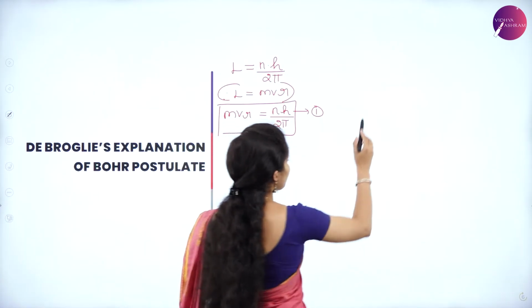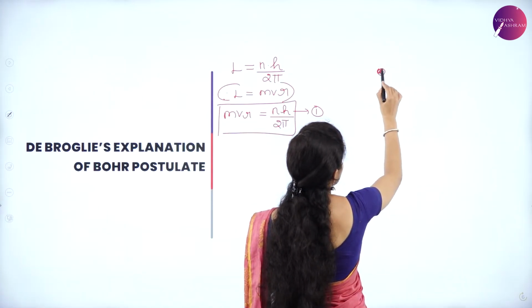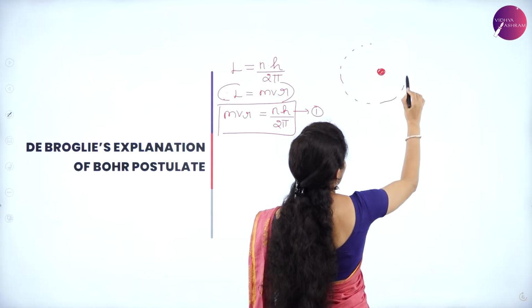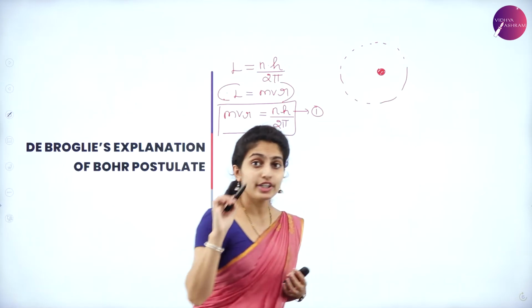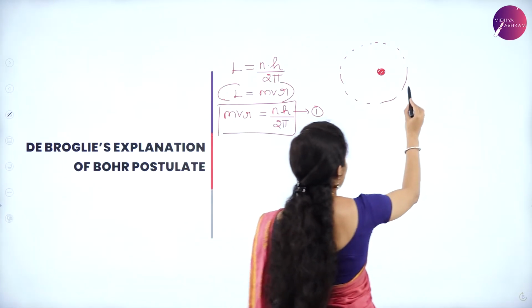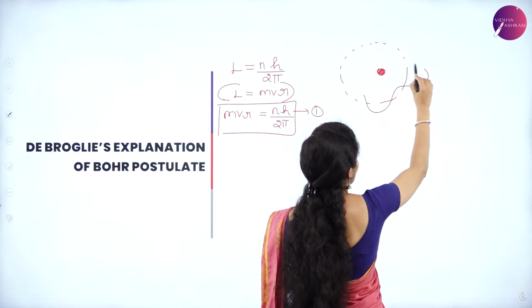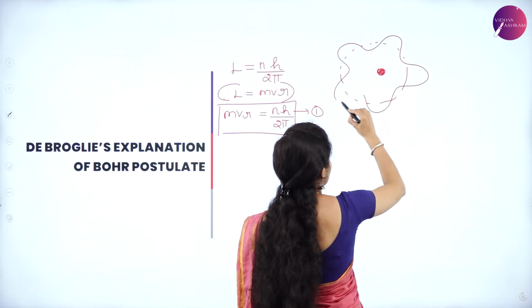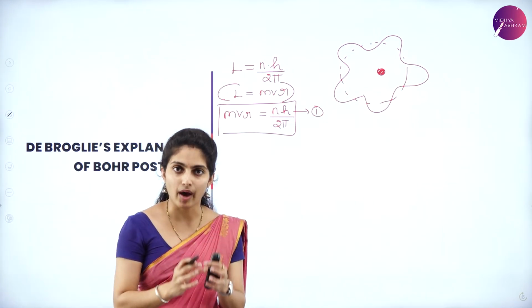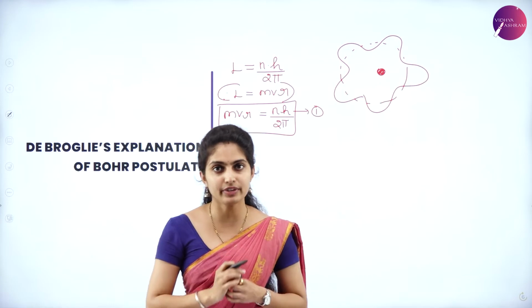Correct. So, here we have a nucleus, and the electrons revolve around the nucleus. According to de Broglie, the electron moves as a wave. So, this condition was given by de Broglie: the movement of the particle is wave-like in nature.